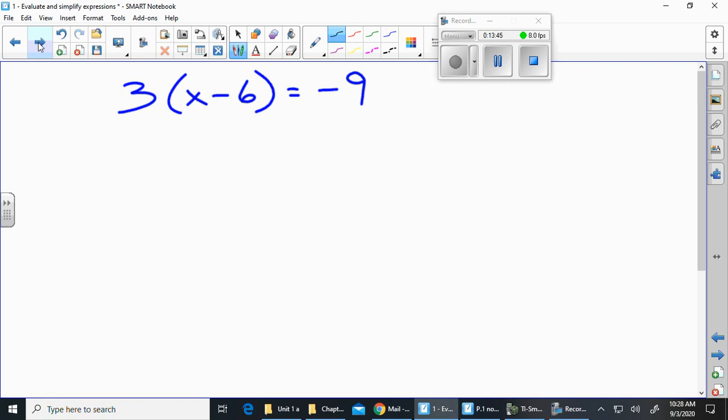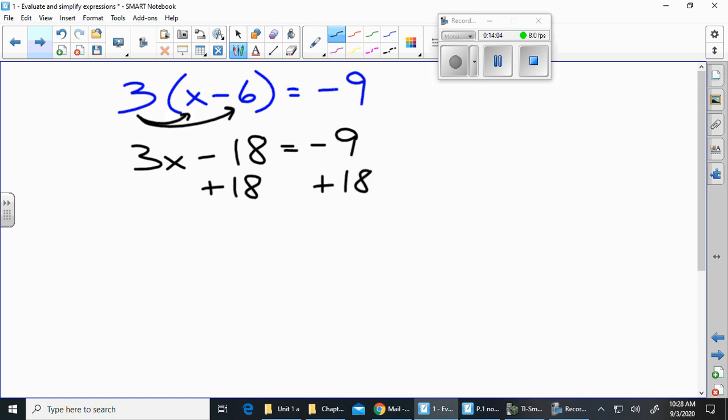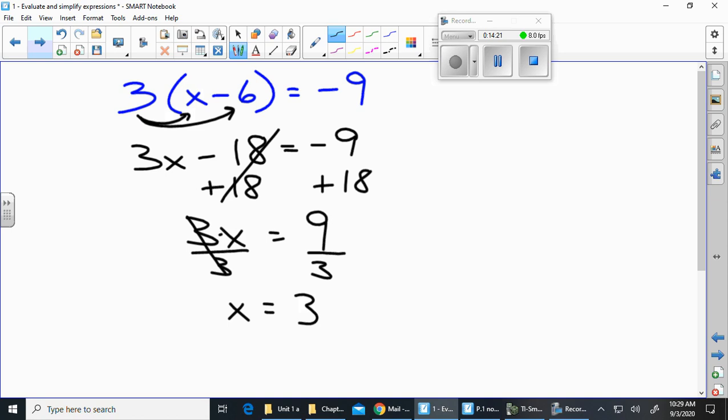first step. I have to get rid of grouping symbols first. So I distribute 3x. 3 times a negative 6 is negative 18. Now I can't do anything more on each side. I move the constant term. So I add 18. That's gone. Negative 9 plus 18 is 9. That's being multiplied, so I divide. That's 1. X equals 3. I could go back, plug it in, make sure it works.